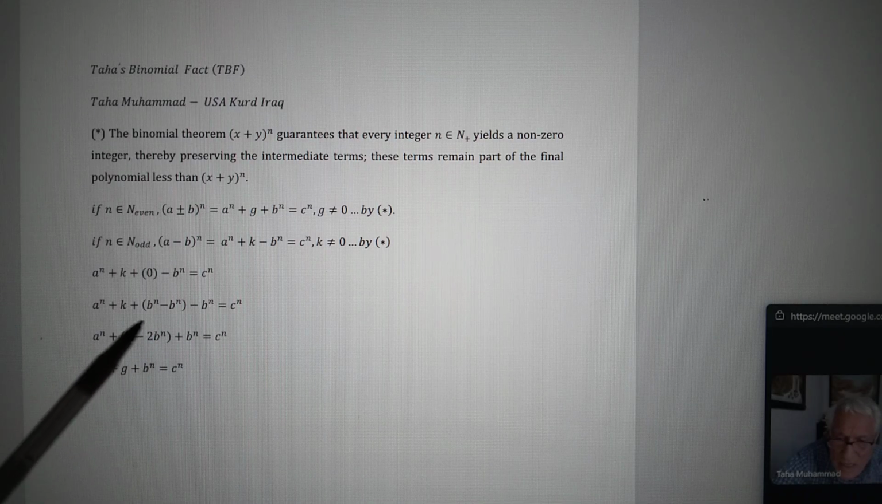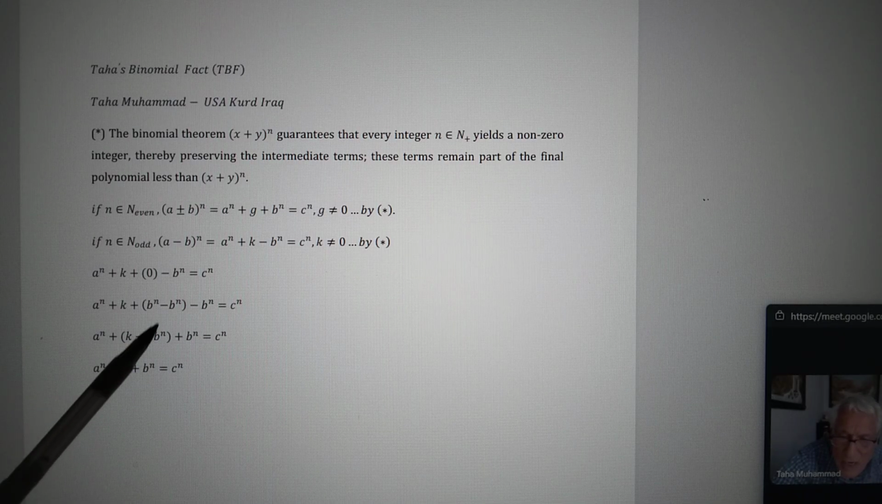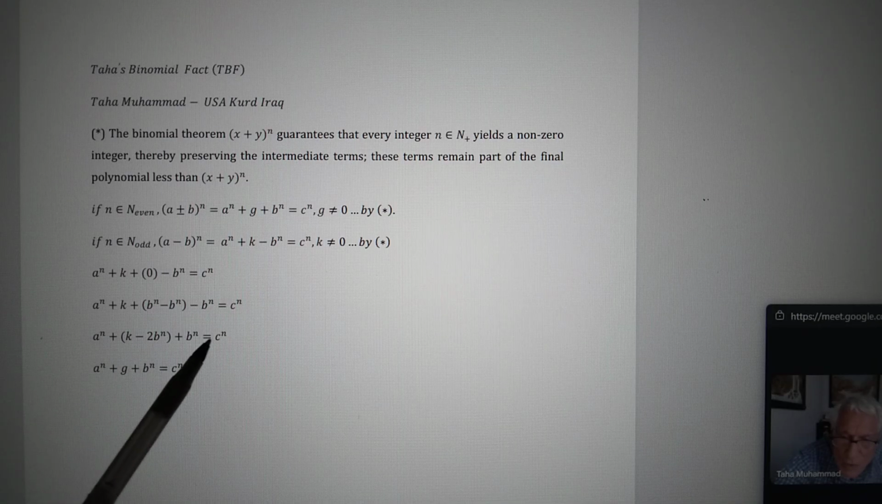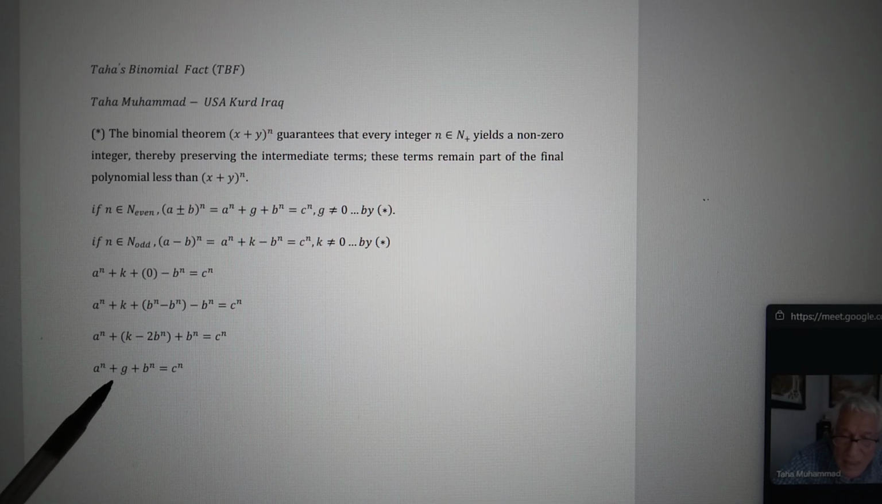This g, the middle terms between a to the n and b to the n, is never zero. Who told that? The binomial. Then, when this is not zero, is it negative or positive? Somebody told me g is negative 8. Nothing wrong with that. Somebody will tell me g is positive 8. It's okay. But the important thing is g is not zero.